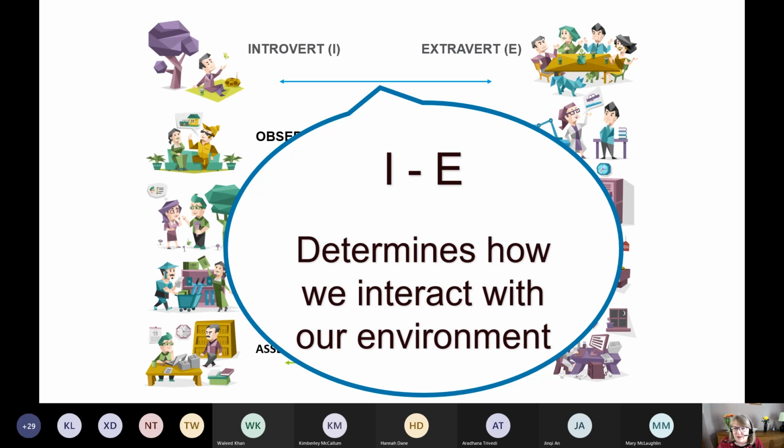I'm going to assume that we are fairly evenly split. But please feel free to pop into the chat what your type is if you're happy to do that. I don't need to know it, but absolutely fine to do that.